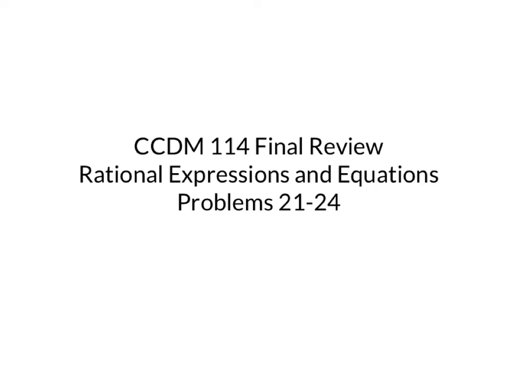Alright, continuing our look at the final review, we're going to look at rational expressions and equations. This comes from problems 21 through 24. The first thing that we want to look at is simplifying. Remember that in order to simplify a rational expression, we're going to factor the top and bottom, and then we want to cancel common factors.